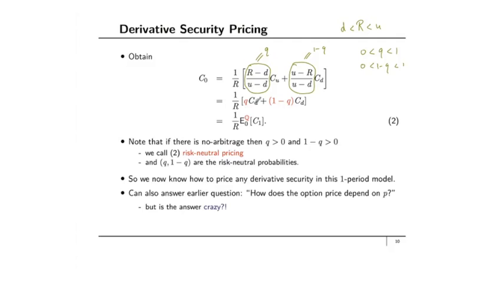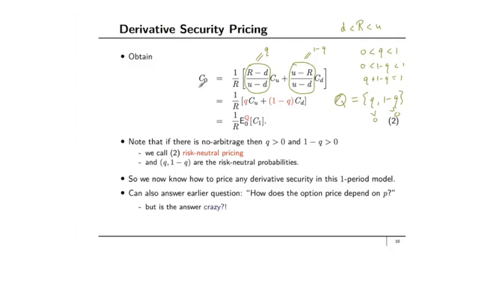So in particular, I can write the derivative price C0 as 1 over R times (Q C_U plus (1 minus Q) C_D). These are what are called the risk-neutral probabilities. They are probabilities because they both sum to 1: Q plus 1 minus Q equals 1. And each probability is strictly greater than 0. These are called risk-neutral probabilities.